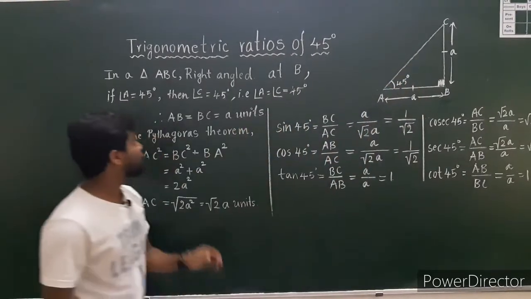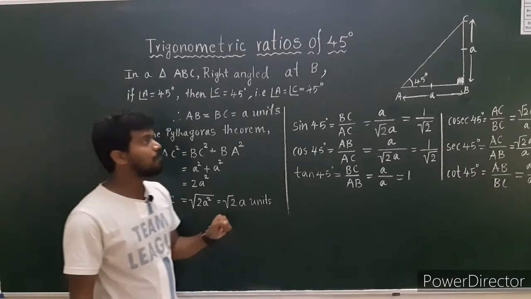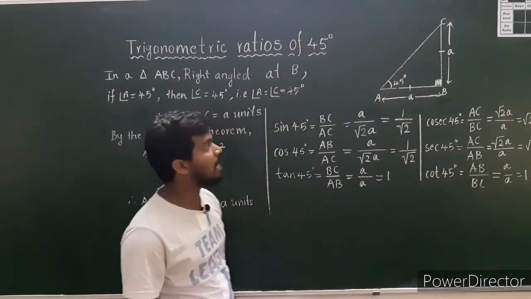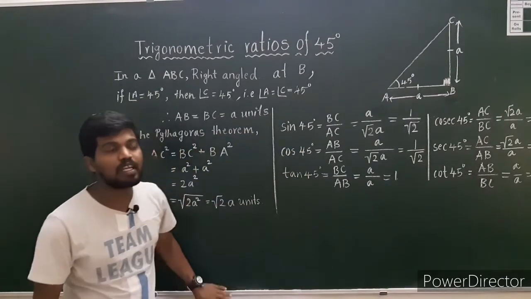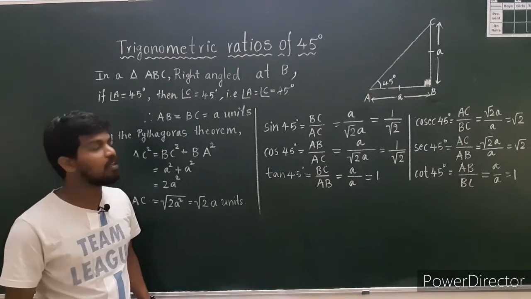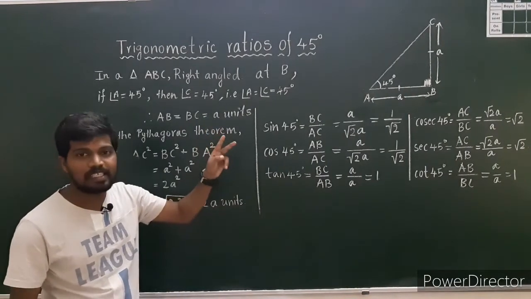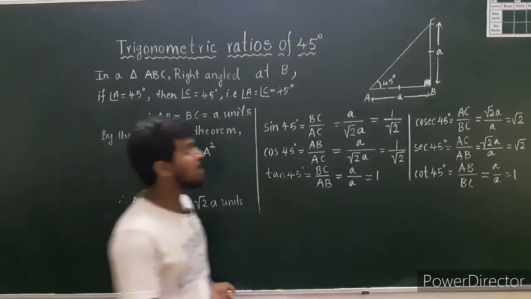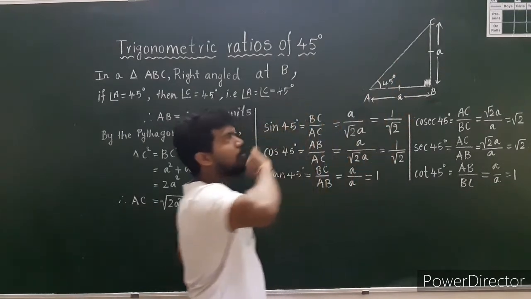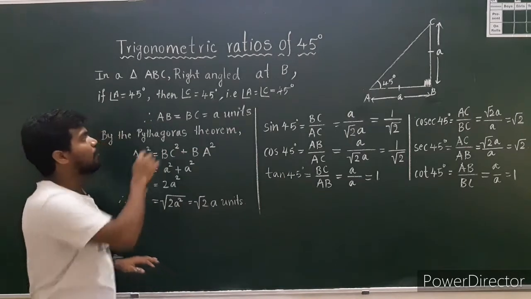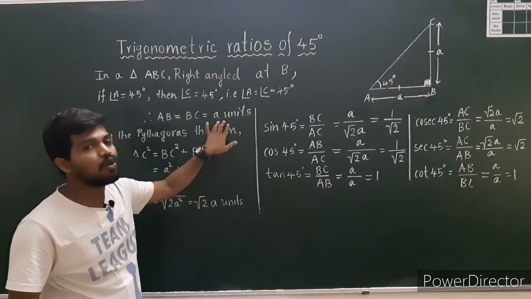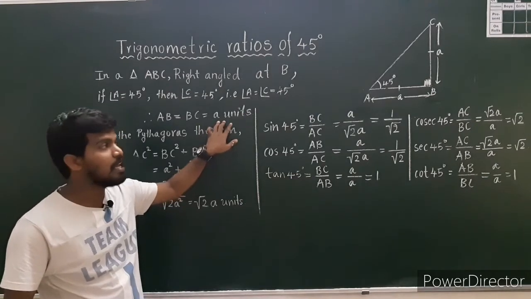Therefore, if two angles are equal, angle A and angle C, that triangle is an isosceles triangle. So in that triangle, two sides are also equal, that is AB and BC. Therefore AB is equal to BC, and you consider that side as a units.